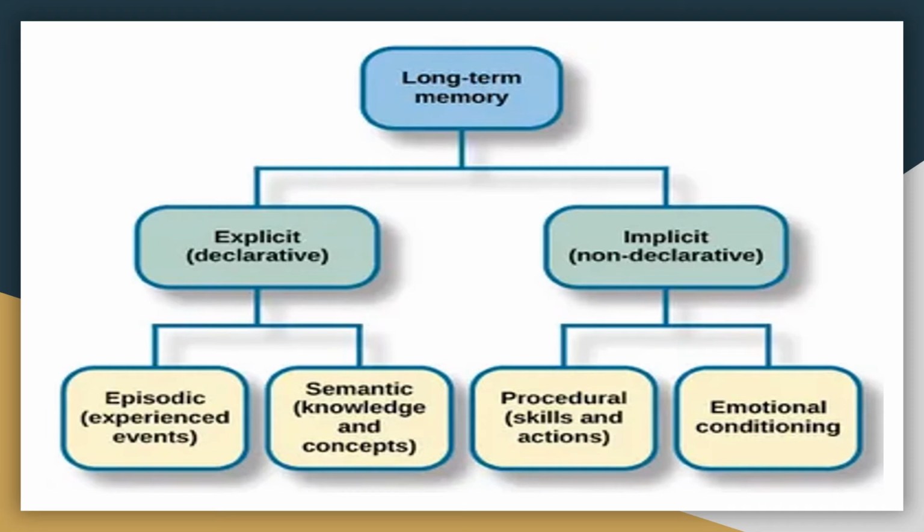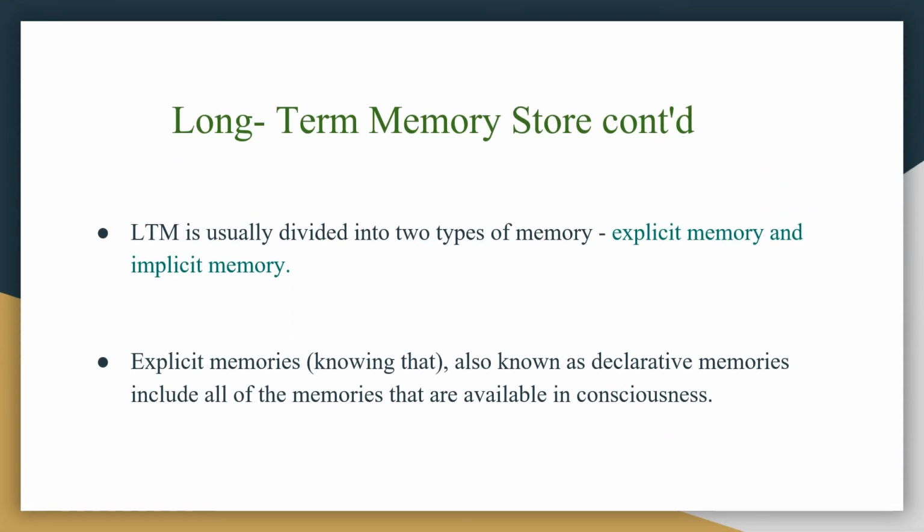And here is a diagram that shows the two types of memory under long-term memory, and it further branches out to what falls under each category. Long-term memory is usually divided into two types of memory: explicit and implicit memory. Explicit memories, also known as declarative memories, include all of the memories that are available in consciousness.